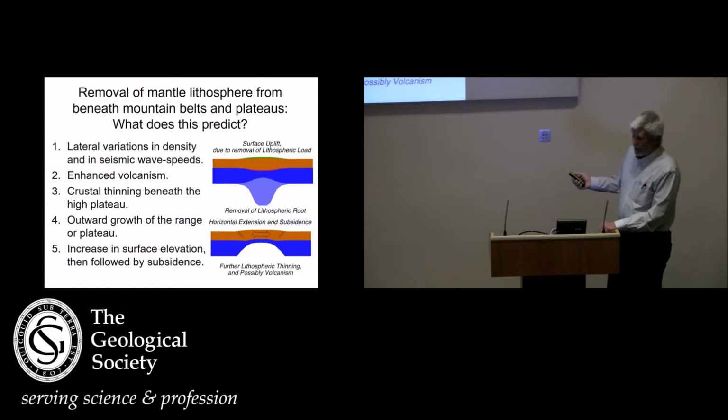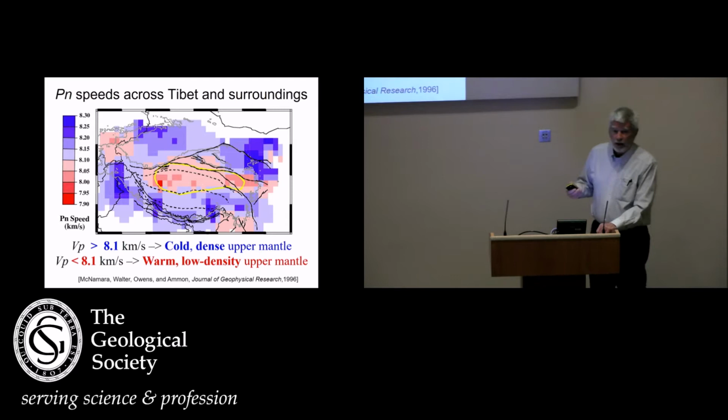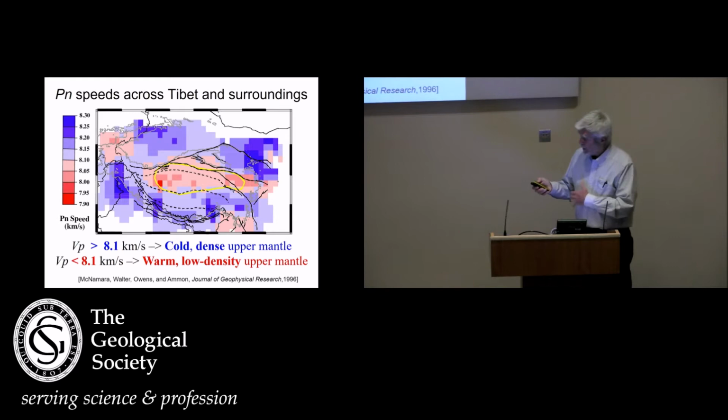Well, the evidence for lateral variations in the upper mantle is numerous. I'm just going to show you one example. Pn speeds. Pn is the P wave that travels just below the Moho. And if it's a low speed, we think it's hot. If it's a high speed, we think it's cold. Northern Tibet in here has much lower speeds than southern Tibet or the surrounding areas up in here. So if you'll let me just say, if it's greater than 8.1 kilometers per second, it's cold and then it's dense. If it's less than 8.1, it's warm, and hence low density upper mantle. As I said, this is just one example. There's an abundance of this.